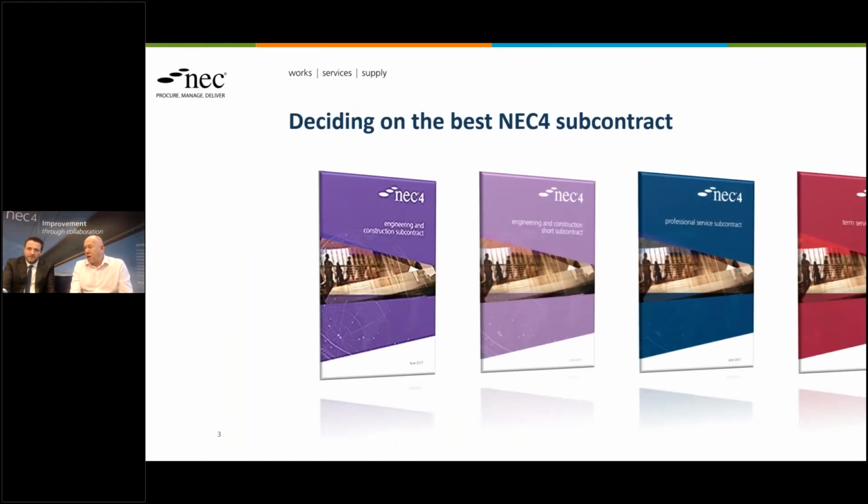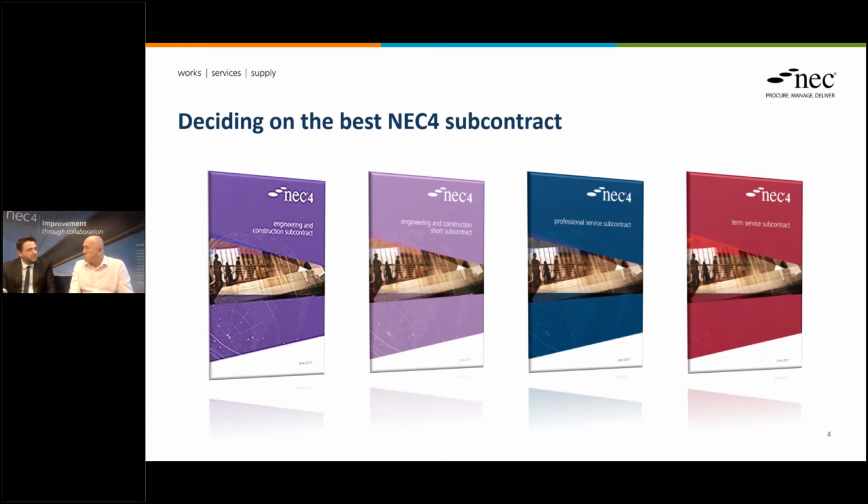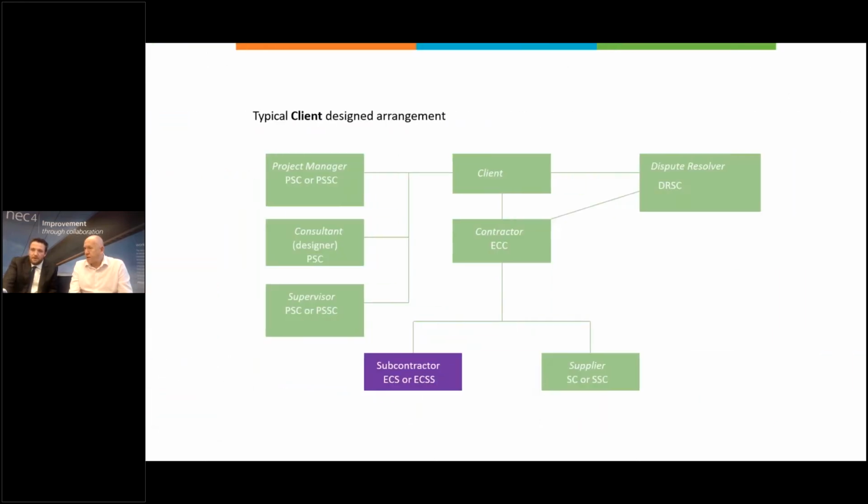There are four subcontract forms under NEC4: the Engineering and Construction Subcontract, the Engineering and Construction Short Subcontract, the Professional Service Subcontract, and the Term Service Subcontract, which is new to the family.